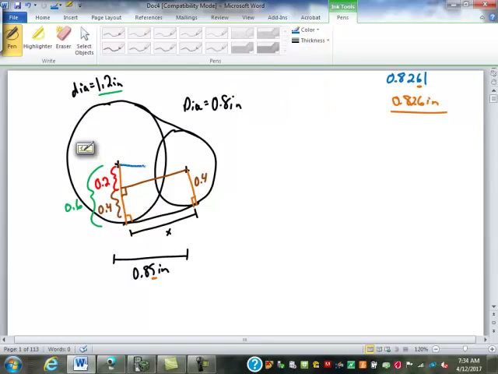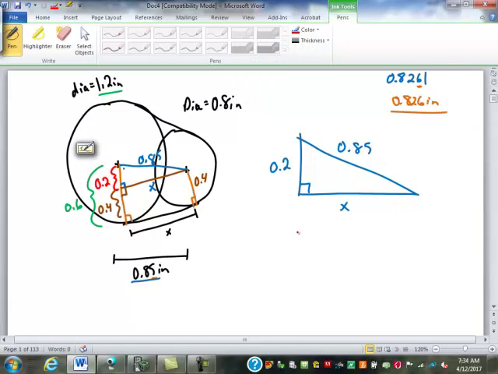Next, I'm going to connect the centers of the two circles. We know that this side here has to be x. What do we know about the blue side up here? 0.85. So we have that triangle there. This is 0.2, 0.85, and x. And yeah, the right angle is here. A lot of people want to try to put the right angle up here. It can't go there. It's got to be here. If this angle's right, that one has to be right as well.